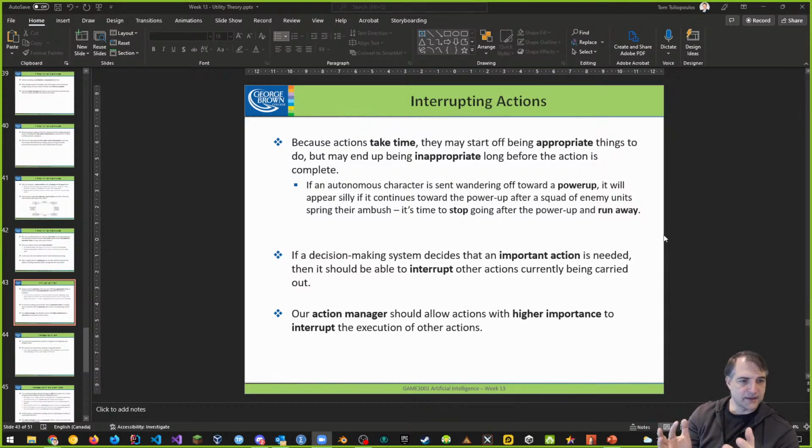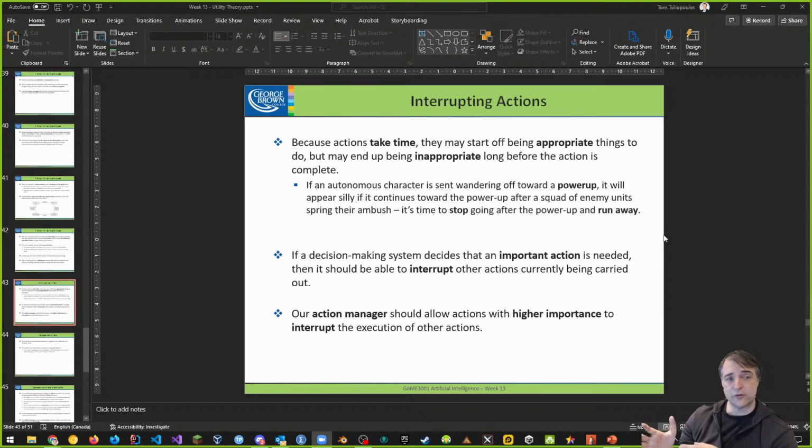But actions take time, and they may start off being appropriate, right? But then they might be inappropriate later on. A good example of that is an autonomous character sent off wandering for a power-up. It will really appear silly if it continues towards the power-up after a squad of enemy units springs an ambush. It's time to stop going after the power-up and run away, because there are enemies around. So really what we want to think about is, if a decision-making system decides that an important action is needed, it should be able to interrupt other actions currently being carried out.